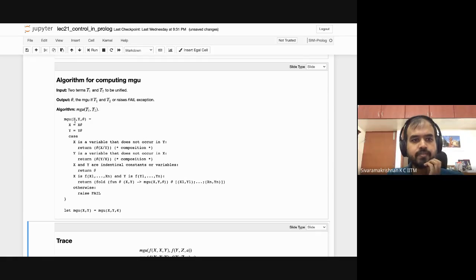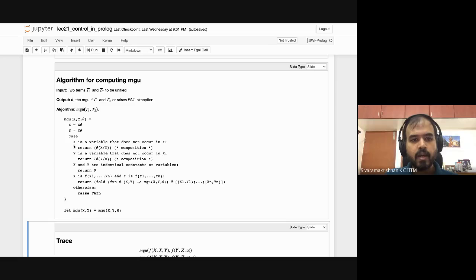So the algorithm goes like this. It takes the two terms x and y and the current most general unifier. We'll see how we plug this in initially. What you do first is apply theta to x and theta to y, and call the results x and y again. And there are 4 rules.